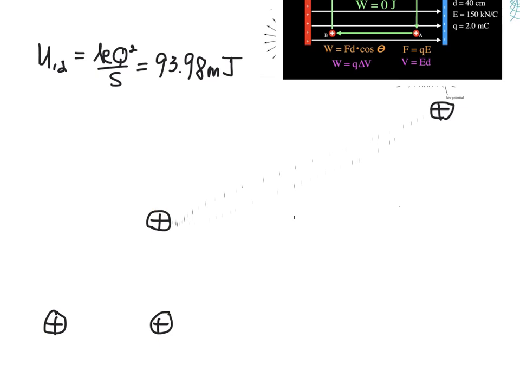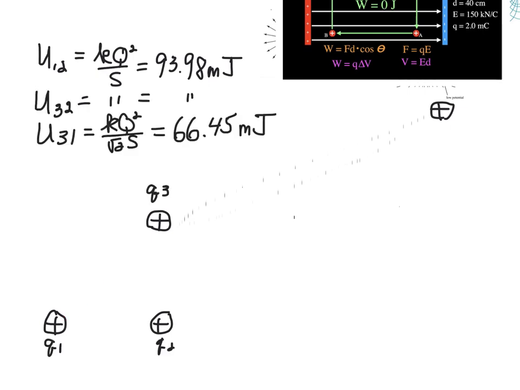And it's worth noticing that U32 is just going to be that, right? Because it's a distance s away. But the amount of energy stored here due to this one, that's going to be the square root of 2s. That's the distance. So let's get the energy for this one. It should be less, right? Because it's further away.